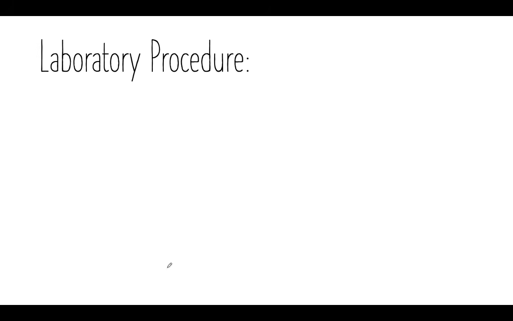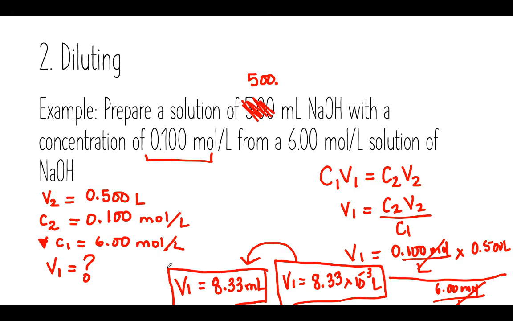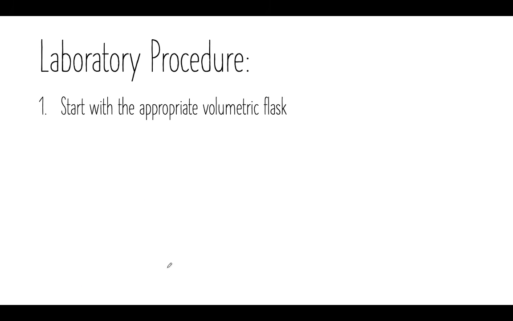Okay, so how do we do this? This is pretty much the exact same procedure with a few differences. So let's see what volumetric flask we have to use, right? So we have to choose the appropriate volumetric flask. We're going to end up with a solution that has a volume of 500 milliliters. So why not? Let's use a 500 milliliter volumetric flask.